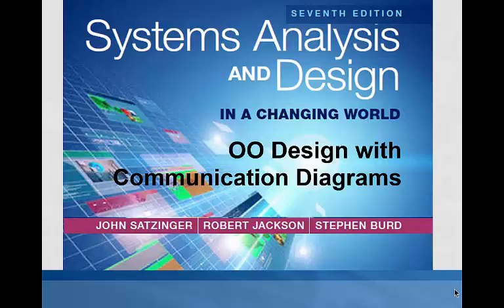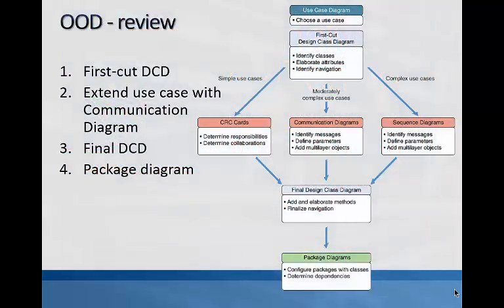The design steps that are followed are the same for either type of interaction diagram, either a communication diagram or a sequence diagram. In this example, we follow this process using a communication diagram, but we could just as easily have used a sequence diagram. Here is the design process flowchart that we have seen before. In this video, we will be examining the design process using a communication diagram.